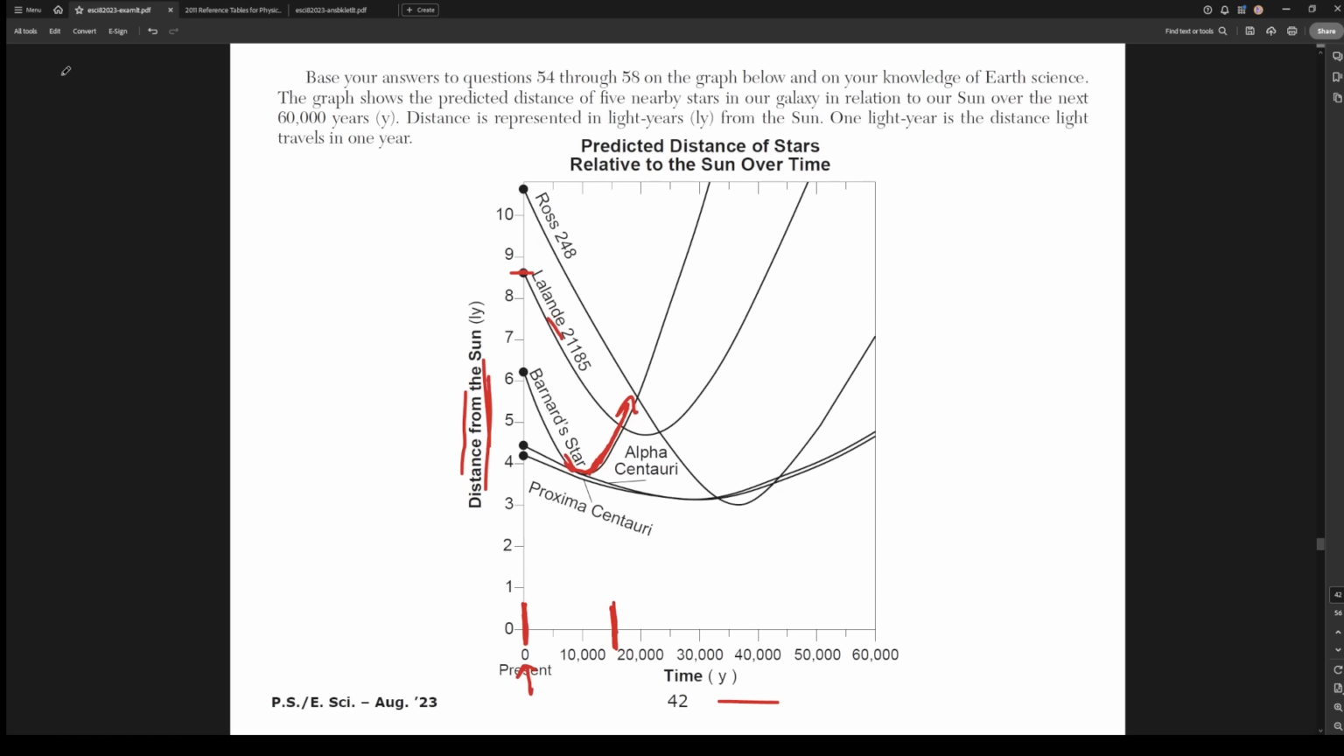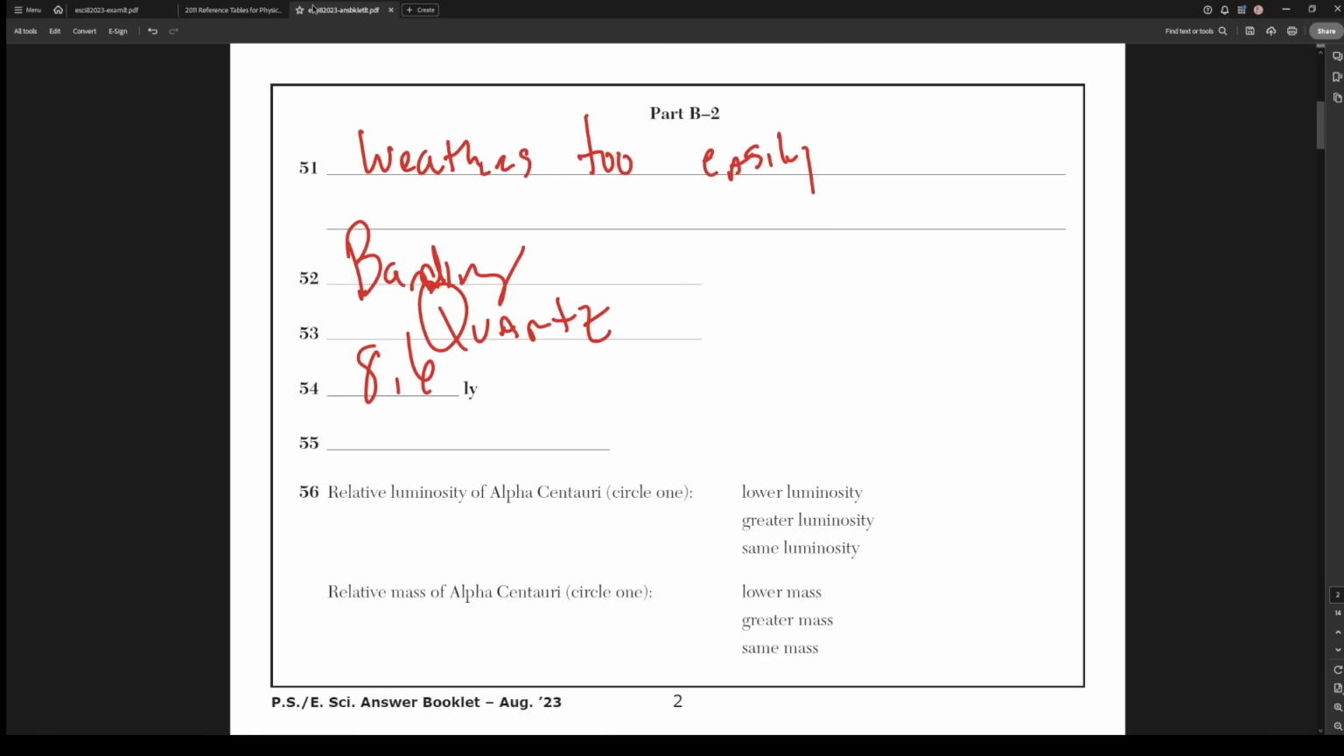So Barnard's star is the answer there. That was hard. So I would say this question, so far, in my opinion, there's been two hard questions. That one and the other one that I said before.